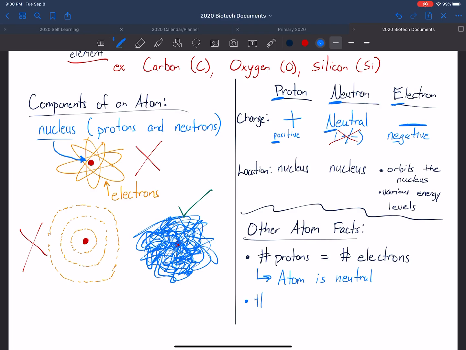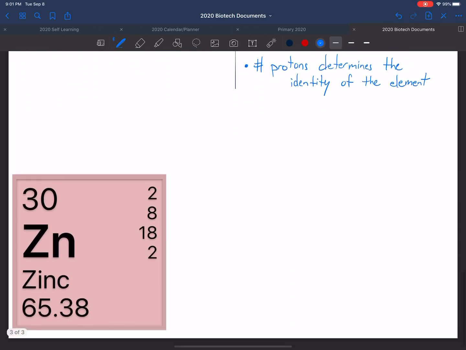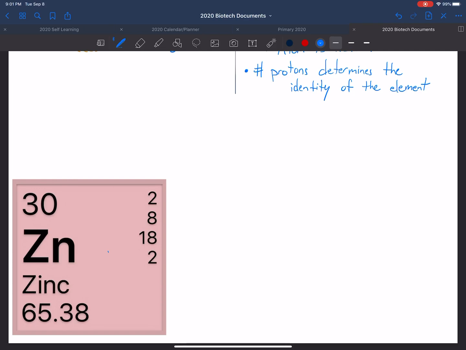The other thing is the number of protons is what determines the identity of the element. And I think there's a way that we can better understand this second point, that the protons determine the identity of the element. And I've got us a little picture down here that'll help us. I'm going to use this as an example.